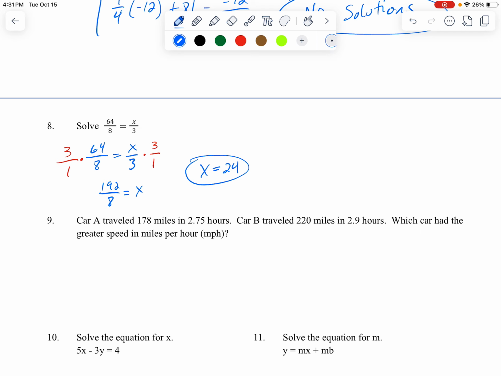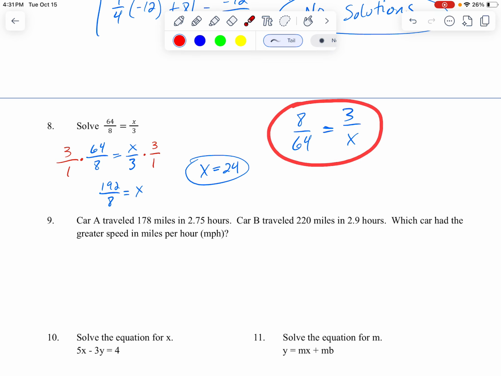The other type of problem you might see, remember, is where the variable's on the bottom. And we can just flip both equations. So for example, if this was 8 over 64 equals 3 over x, notice that all I've done is I've flipped both of them. These work the same way. So if I had a variable on the bottom, I would want to just flip both sides of the equation, make it like this, and then it's just a one-step problem to get x by itself.